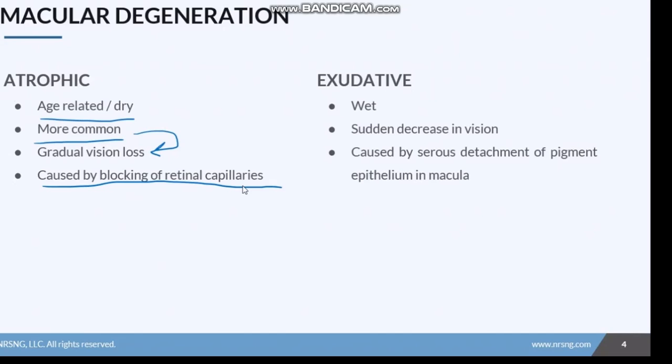On the other hand, exudative or wet macular degeneration is a sudden decrease in vision. So unlike dry macular degeneration, which is a gradual vision loss, exudative is sudden. It's caused by the serous detachment of pigment epithelium in the macula. Once this happens, new blood vessels invade the injured area and they leak. This causes fluid and blood to collect under the macula, kind of like a blister, which results in scar formation, visual distortion, and permanent injury. The deposits under the retina are called drusen or drusen bodies.